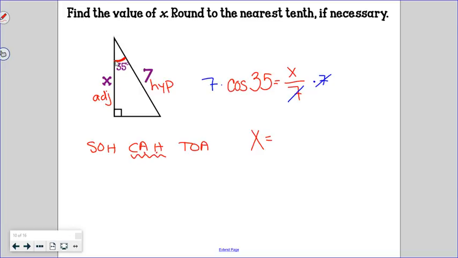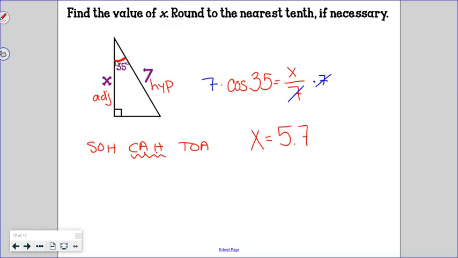How do I know it's something less than 7? Hypotenuse has to be my longest side. So that's a good indication that I turn my fraction upside down if I get something bigger than 7. That's probably what happened. What is it? 5.7. So we're going to pause here. Is everyone getting 5.7 when they type in 7 times cosine 35?